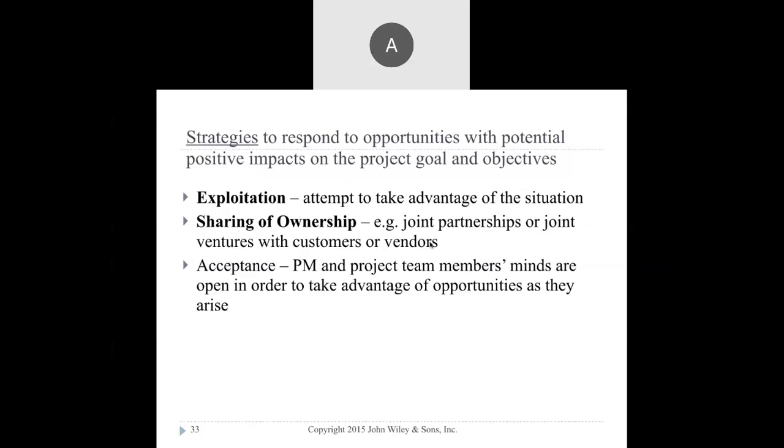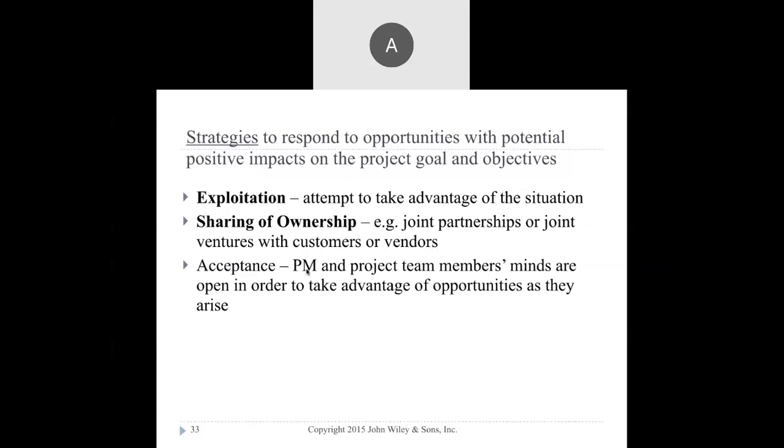Sharing of ownership, joint partner. So maybe you can find a solution by getting a partnership. Okay, we couldn't afford to produce all 100 applications in a month. So why don't we joint venture? We ask other companies who are doing the same application as us. Join together so we can divide our tasks. You do two, a complete joint venture, a partnership.